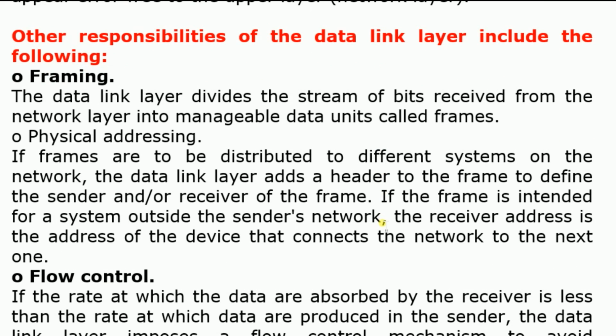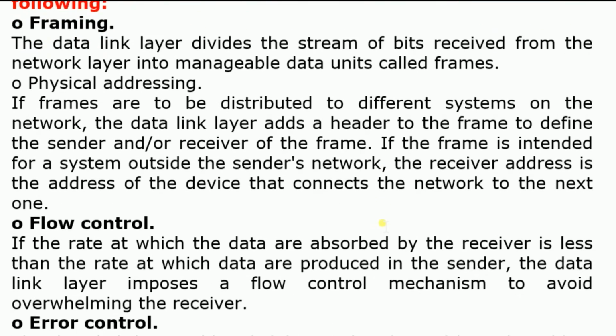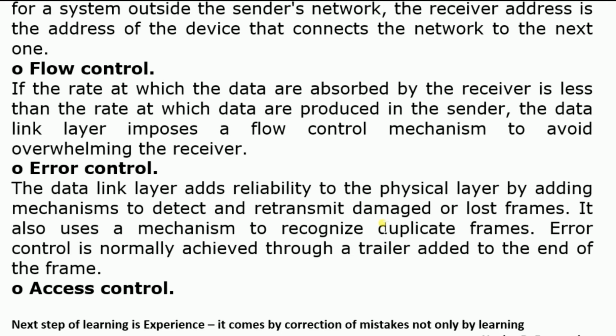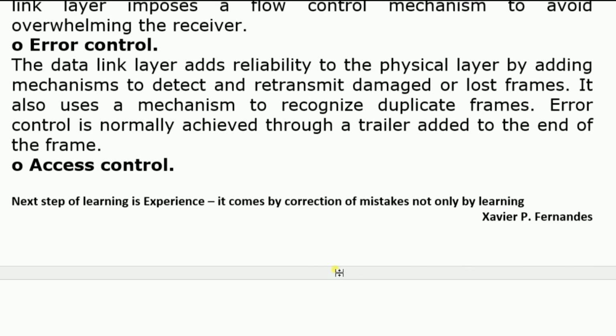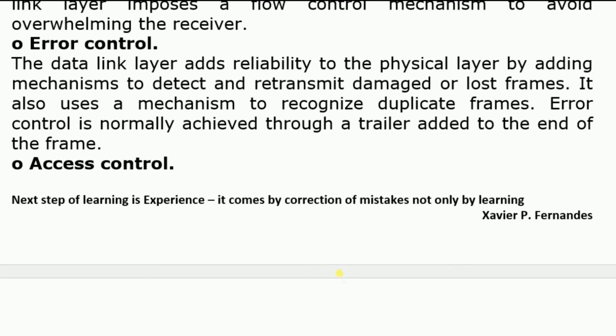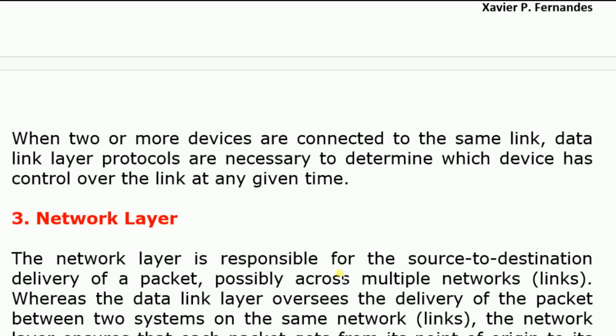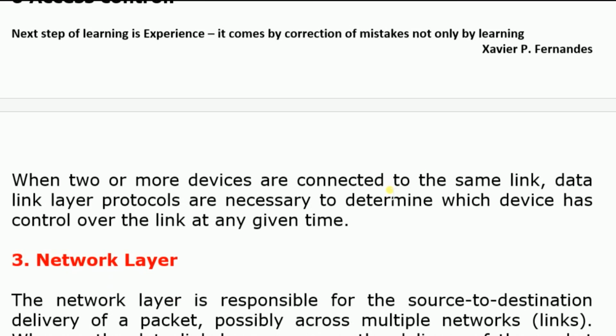Other responsibilities: framing, that means splitting the data into frames, flow control, controlling the flow from the sender to the receiver side, and error control. Then the access control. When two or more devices are connected to the same link, data link layer protocols are necessary to determine which device has control over the link at any given time, and that is access control.